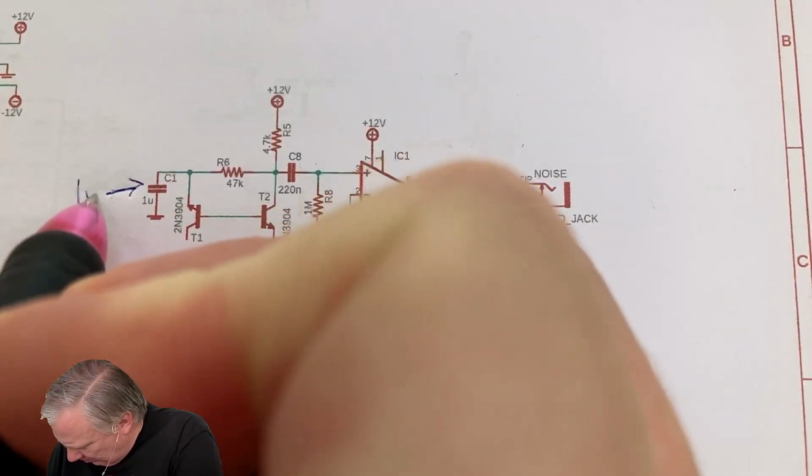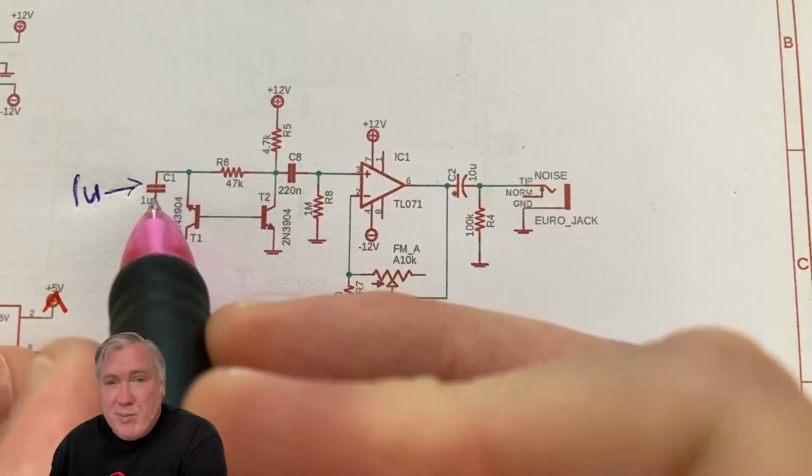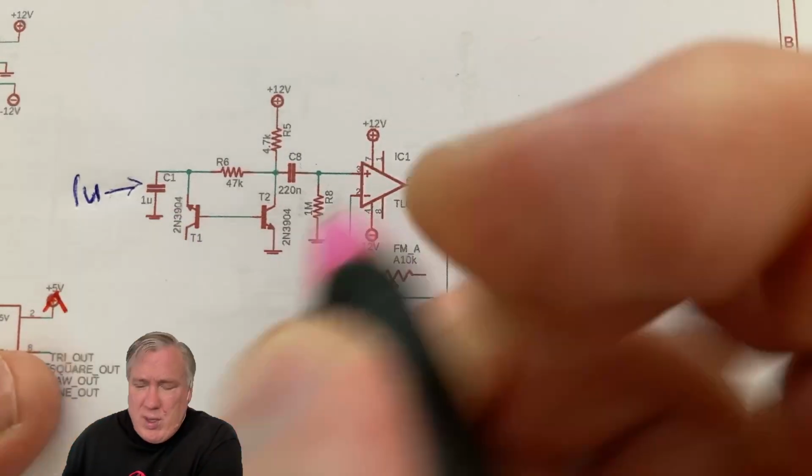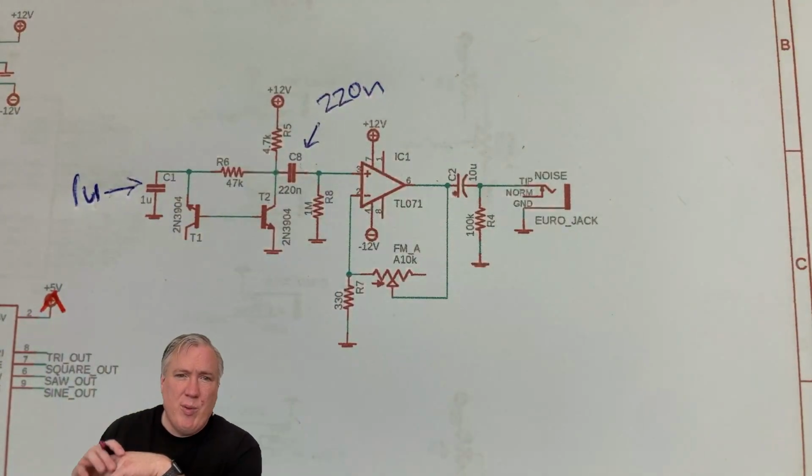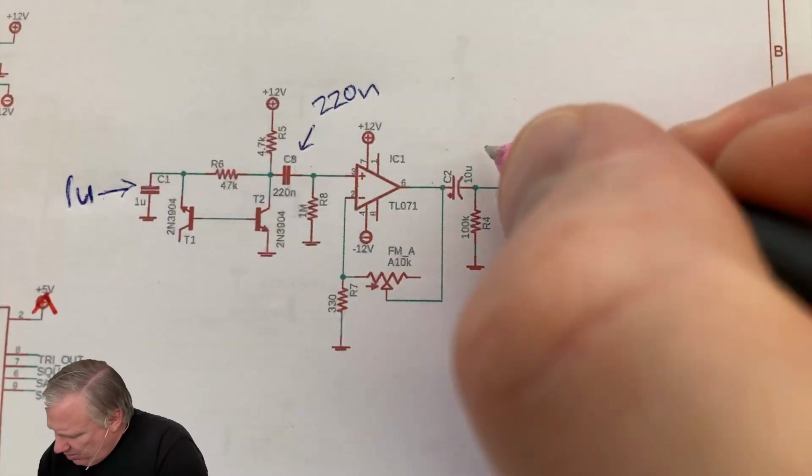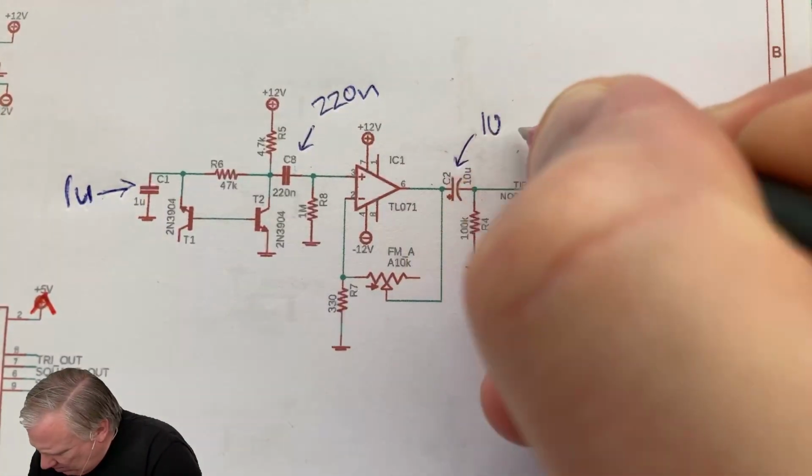I'm going to write this bigger so you can see it. That says 1U. So I'm looking for that symbol, then the one that says 1U. And this one says 220N right there. So that's the same symbol, but it's a smaller part. This one right here says 10U.